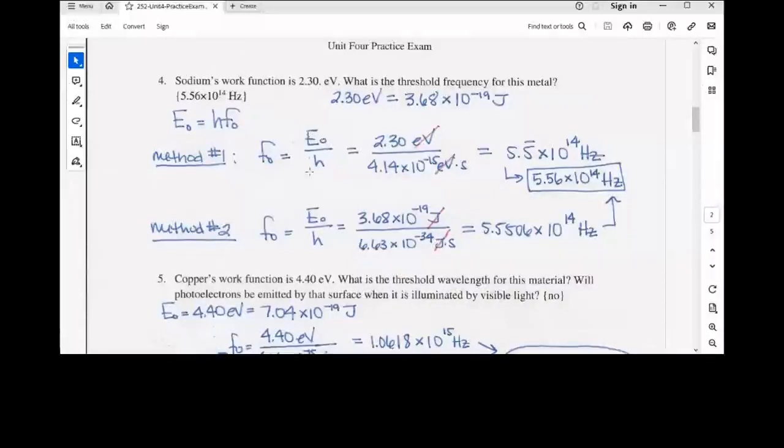So knowing the work function means that all you have to do is divide out Planck's constant. I've done it both ways here just to demonstrate that you do end up with values that agree with one another, at least out to the second decimal place. The rounding is a bit different, but I end up with something I can express as 5.56 times 10 to the 14, and this is hertz.